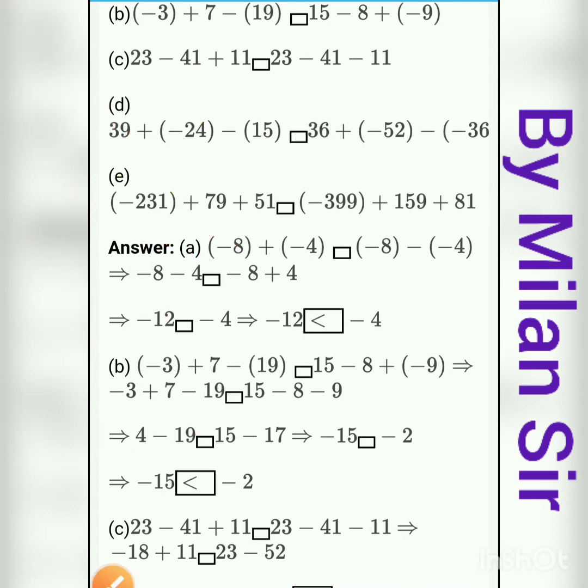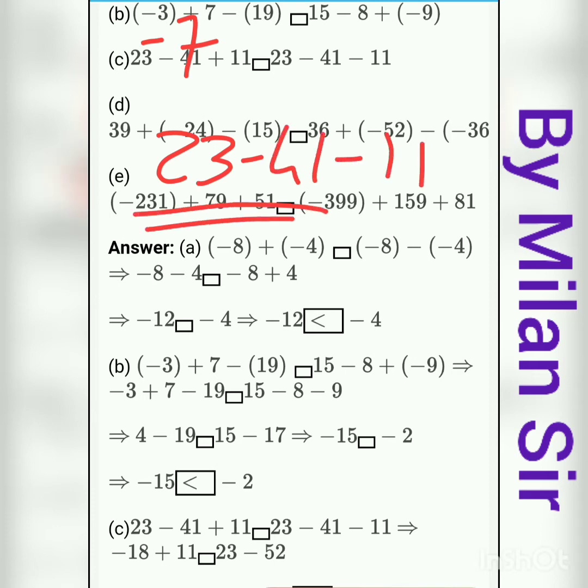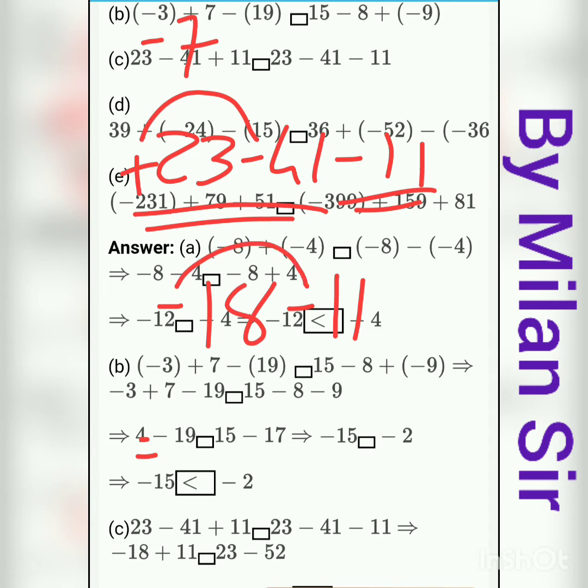Okay, so left hand side we have minus 7, and right hand side we have 23 minus 41 minus 11. Okay, here 23 does not have any sign, so plus sign, and plus minus minus 41 minus 23, 18. Big number 41 has a negative sign, so negative sign, and here we have minus 11. Okay, now solve these two numbers, minus minus plus. 18 plus 11, 29. Big number 18 has negative sign, so here negative sign. Okay, so the answer of right hand side is minus 29.